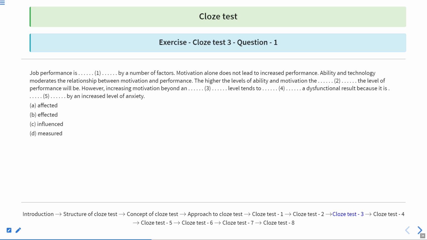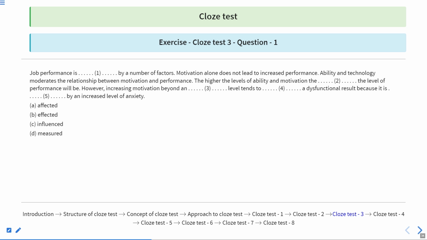Job performance is dashed by a number of factors. Motivation alone does not lead to increased performance. Ability and technology moderates the relationship between motivation and performance. The higher the levels of ability and motivation, the dash the levels of performance will be. However, increasing motivation beyond an dash level tends to dash a dysfunctional result because it is dashed by an increased level of anxiety.